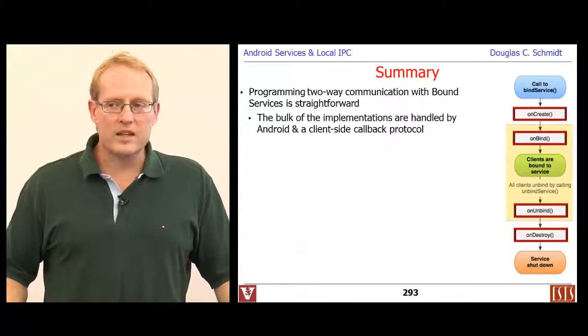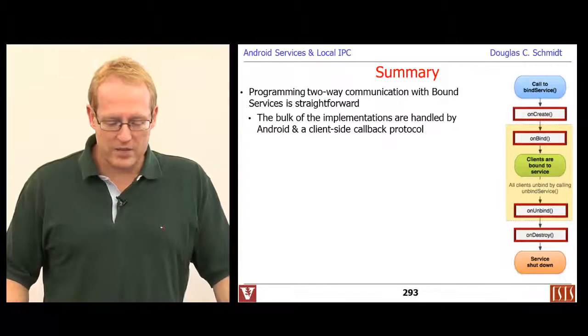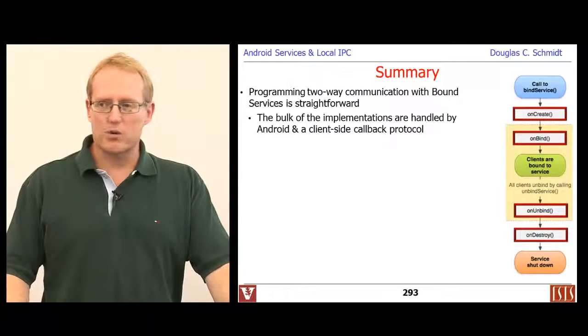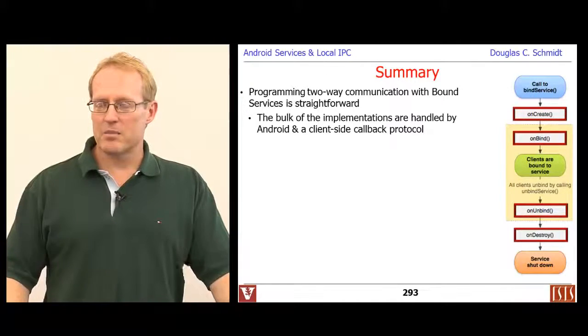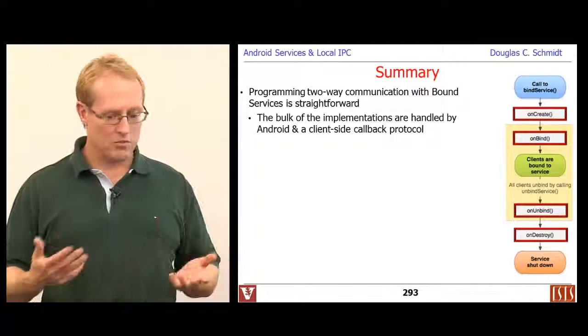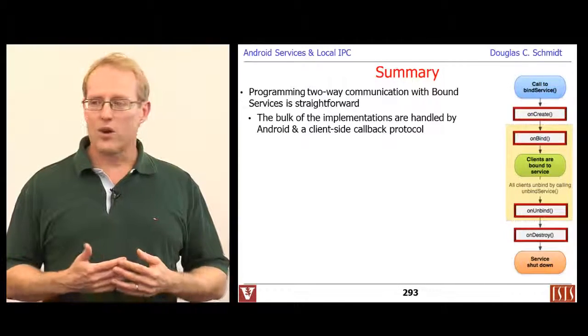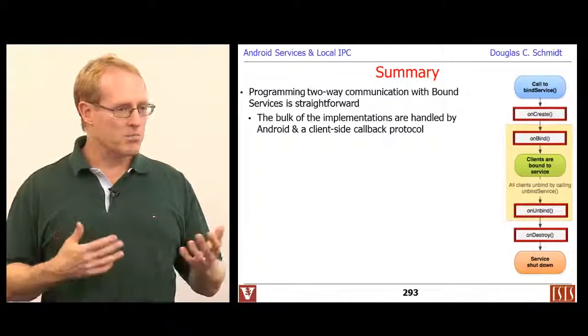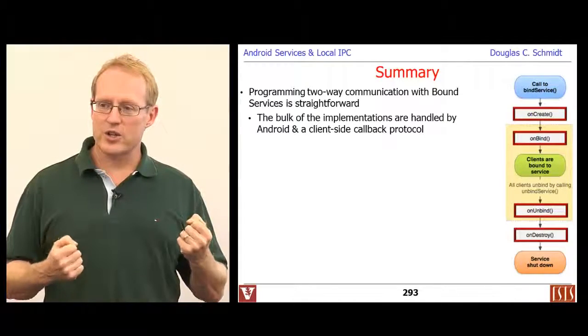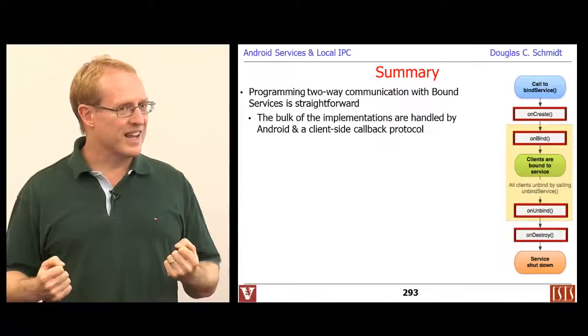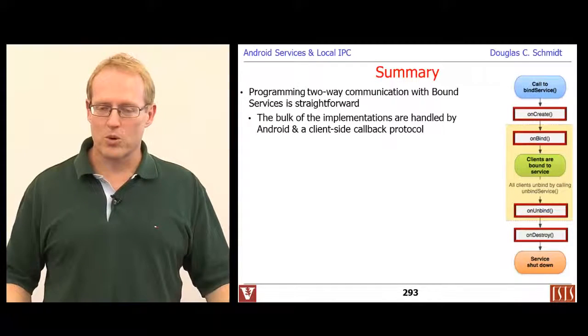So programming two-way communication with bound services is pretty straightforward. There's a bunch of hook methods that are provided, and the bulk of these are either done for you by Android, or they're things that are done by this protocol we talked about last time that the client uses to initiate connections. And we'll look a bit more in detail at that as we go on and explore a couple of different example applications.